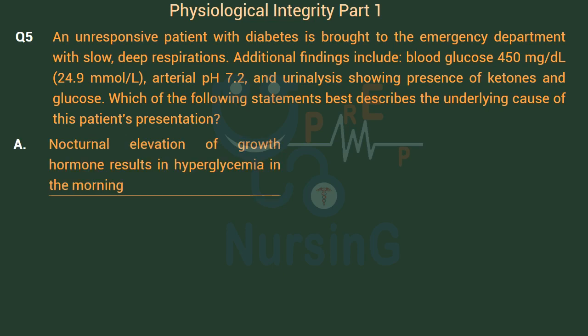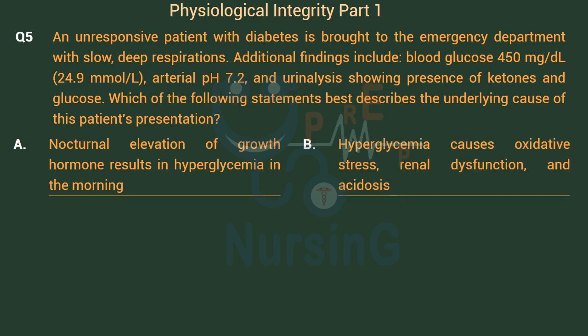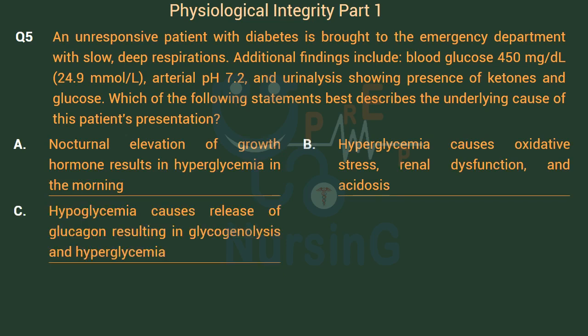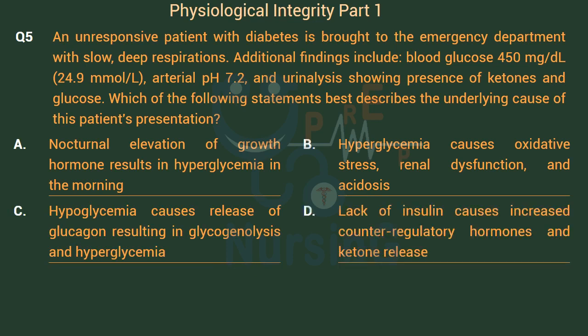Option A. Nocturnal elevation of growth hormone results in hyperglycemia in the morning. Option B. Hyperglycemia causes oxidative stress, renal dysfunction, and acidosis. Option C. Hypoglycemia causes release of glucagon resulting in glycogenolysis and hyperglycemia. Option D. Lack of insulin causes increased counter-regulatory hormones and ketone release. Right answer is Option D.